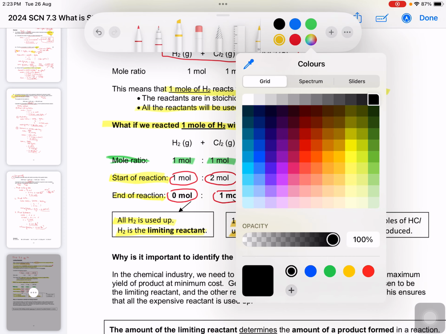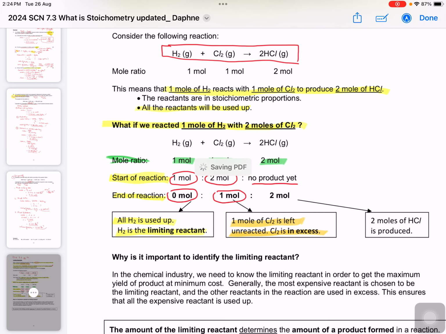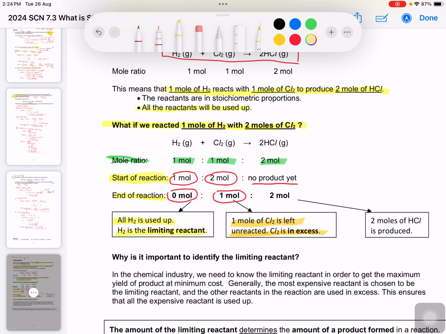Okay, 1 mole will be unreacted. So now we've got product ready. 2 moles of product will be produced. Okay?